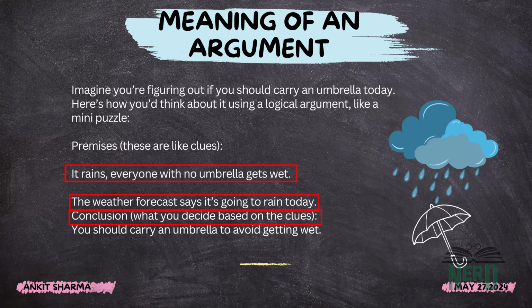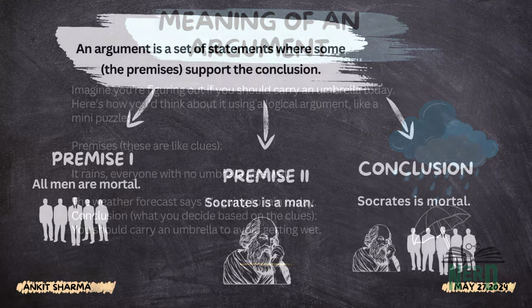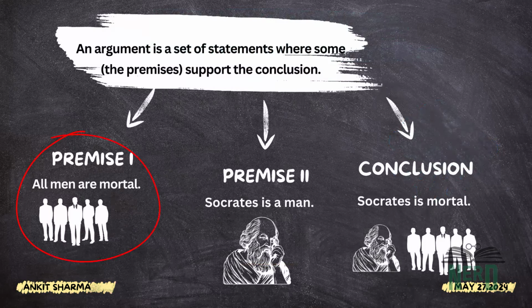Here's how it works. The first statement tells us what generally happens when it rains. People get wet if they don't have umbrellas. And the second statement gives us specific info about today's weather. Putting these clues together, the smart choice, conclusion, is to grab your umbrella on your way out. Just like in our rain example, any logical argument is built the same way. You start with some general or specific statements, premises, and use them to come to a conclusion. For instance, premises. All men are mortal. 2. Socrates is a man.